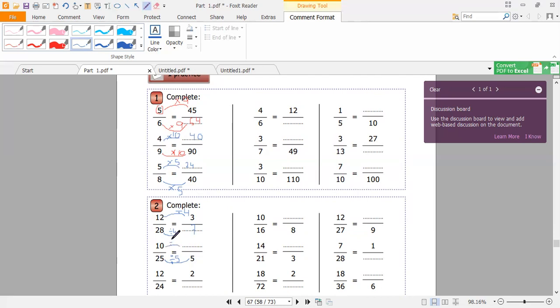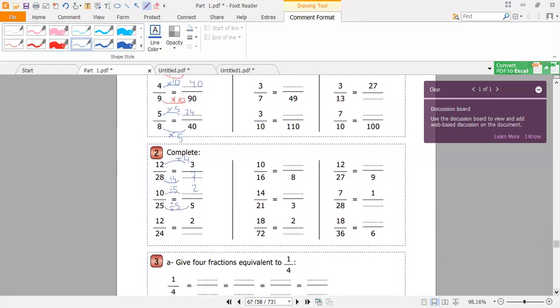So I'm using the multiplication to know the answer. So here 10 divided by 5. Now look at the smallest number here, 5. Now 5 times what equals 10? 5 times 2. So here the answer is 2. 10 divided by 5 is 2.